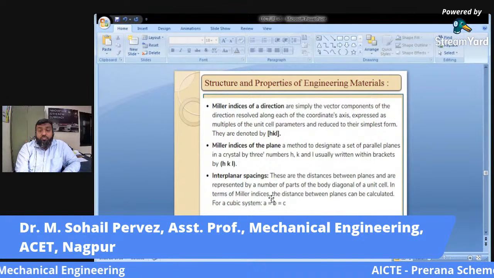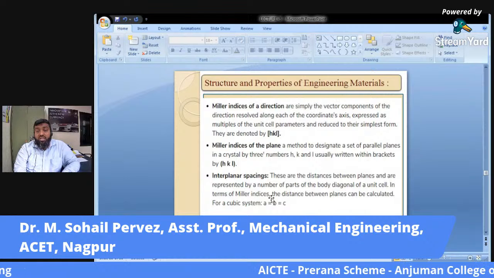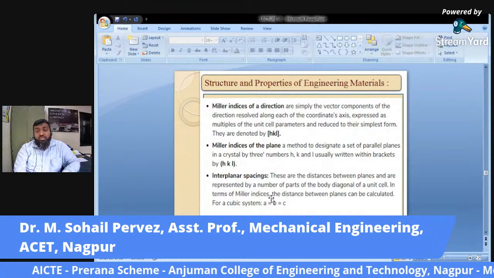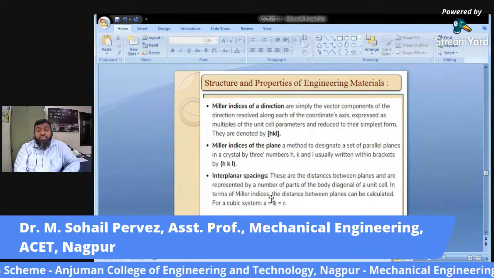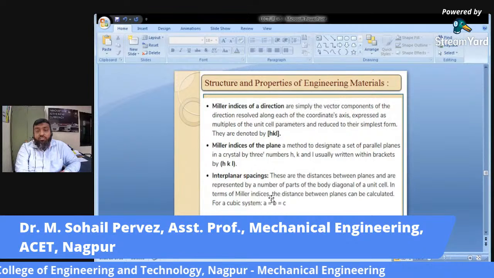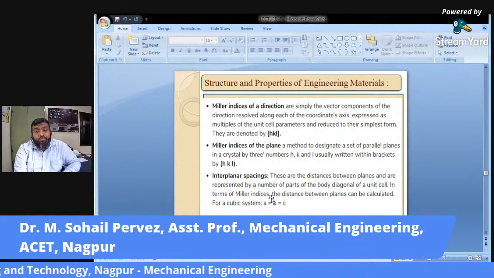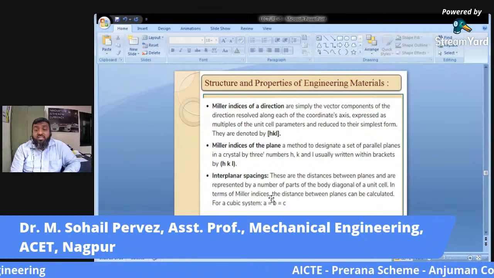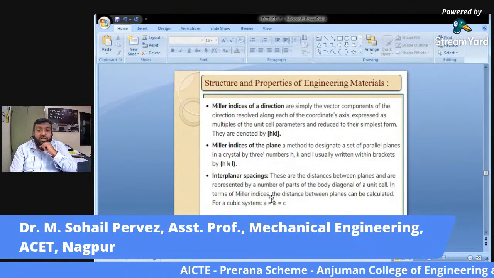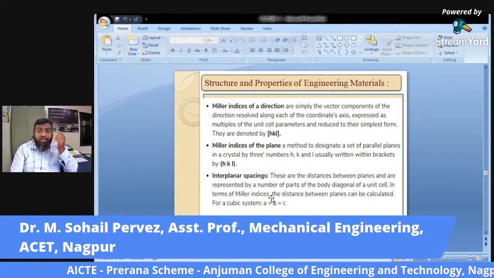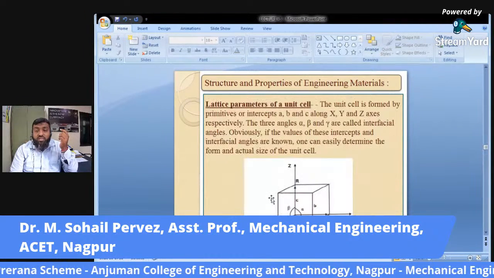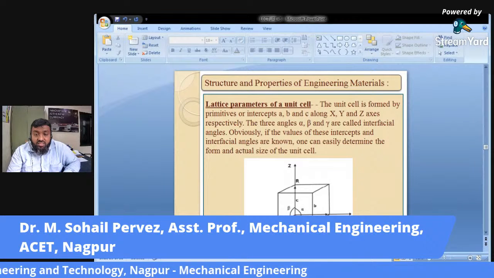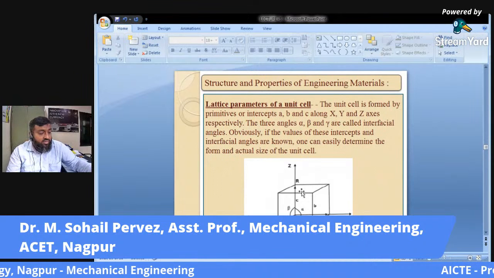So the next element, Miller indices. Miller indices of a direction are simple vectors or vector components of the direction resolved along each of the coordinates, expressed as multiples of the unit cell parameter and reduced to their simplest form. They are denoted by H, K, and L. As we have already seen, Miller indices of the plane is a method to designate a set of parallel planes in a crystal by three numbers H, K, and L. You might have observed this. Yes, these are the three mutually perpendicular planes. So this is the XY plane, this is the XZ plane, and this is the YZ plane.